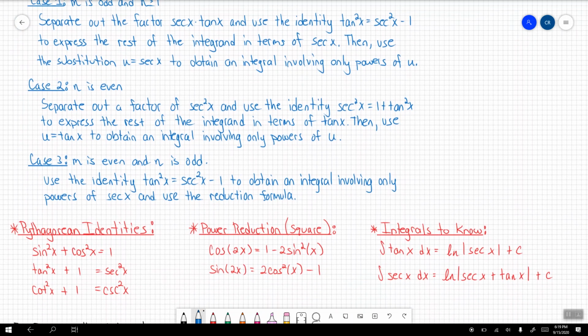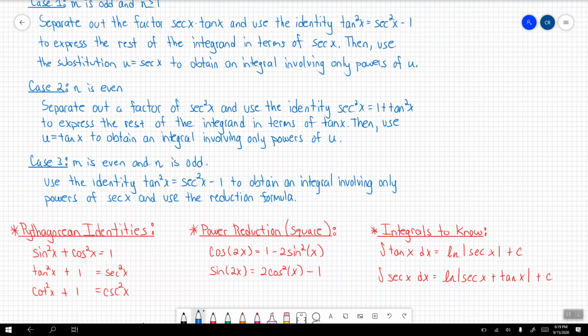Well, in order to talk about the reduction formulas, we first need to talk about the Pythagorean identities. We must know these Pythagorean identities as we progress through our time in calculus. So, you must be able to recall these Pythagorean identities at any given time. Sine squared x plus cosine squared x is equal to 1.